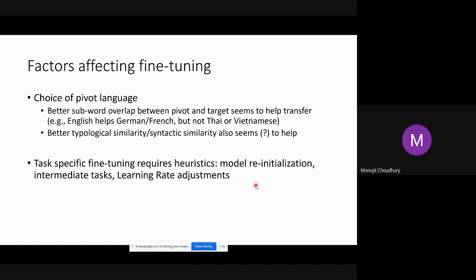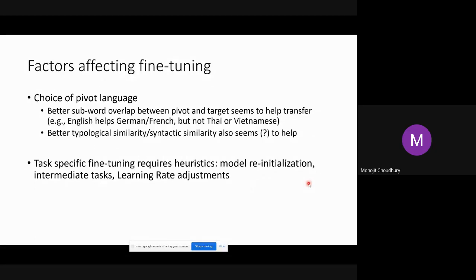And finally, this is a general point. It's not language specific. In general, when you are fine tuning, it also requires a lot of heuristics. Remember we said initially that you freeze the embedding and then add only a fine tuning layer and train the task specific fine tuning layer. Often that doesn't work well. What you do is you backpropagate the errors from the fine tuning layer also a little bit into the embedding layers, let's say into the BERT. This is called model reinitialization, and this kind of thing actually helps more.